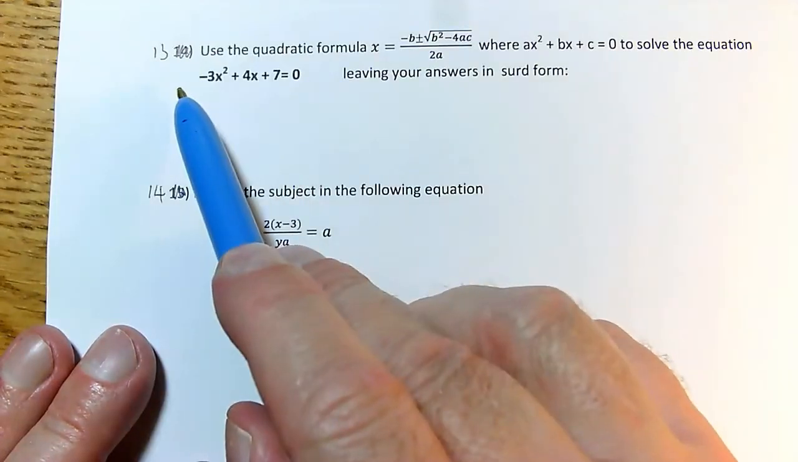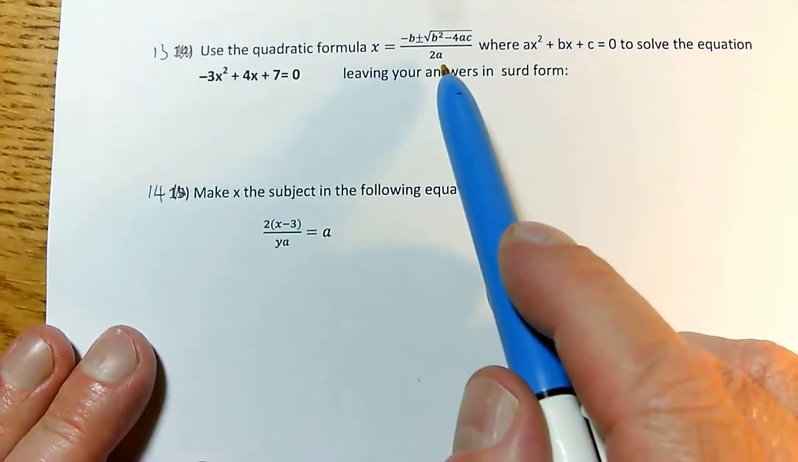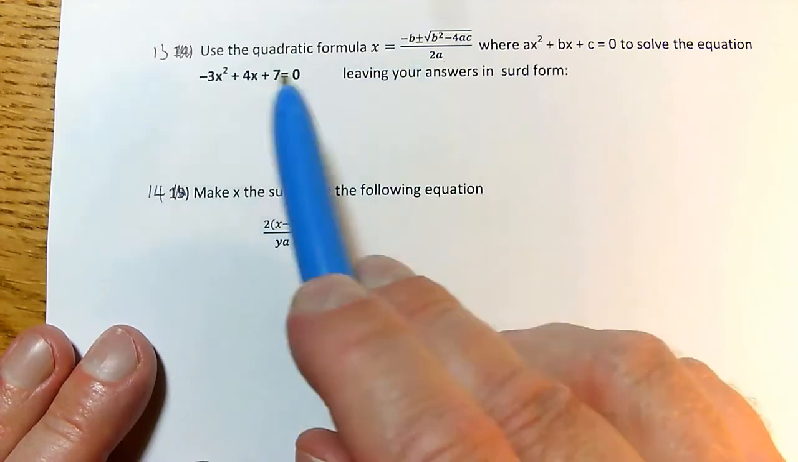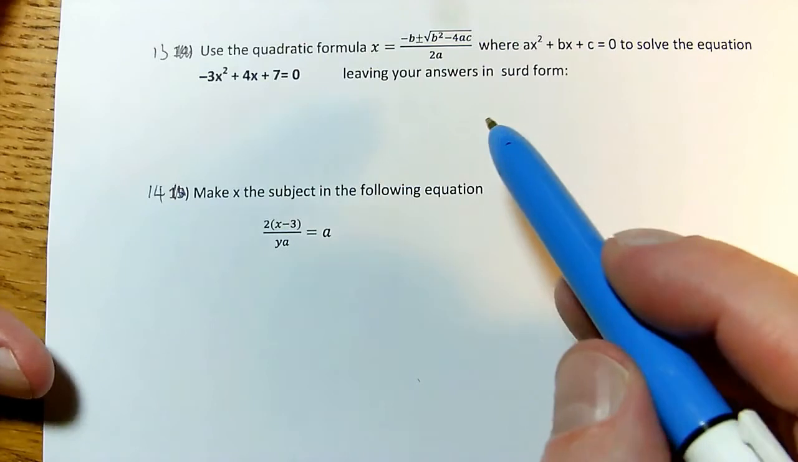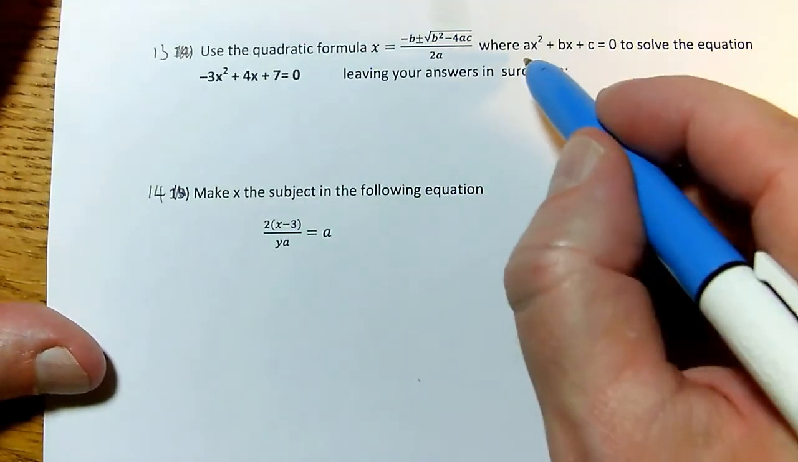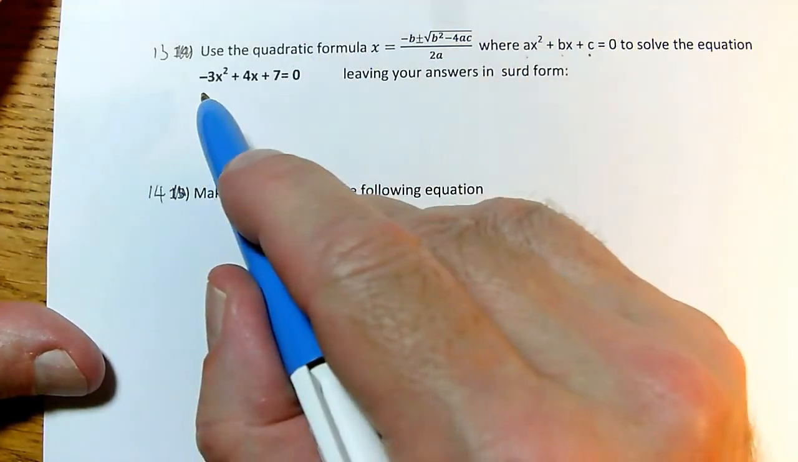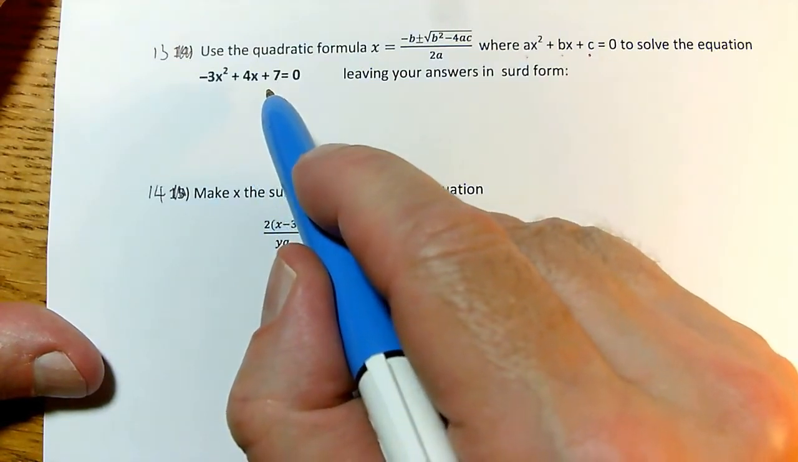Okay, question 13, the quadratic formula, which I'm sure you've seen at your GCSE. We've got to use it on this equation, and the answers we've got to leave in surd form. So this is about substitution. So a, b and c are the numbers of x squareds, x's and the constant number.